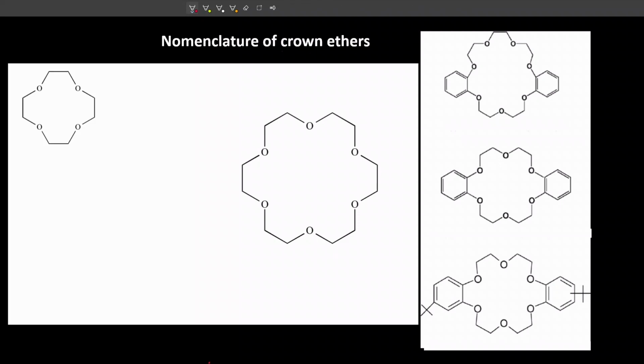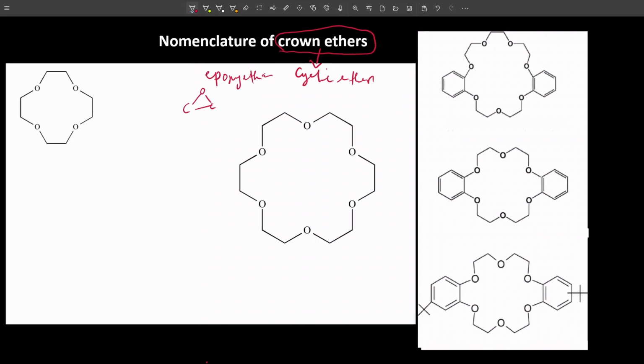Crown ethers are basically cyclic ethers. They are cyclic ethers. The simplest of cyclic ethers is one called epoxyethane. It looks something like this. That's the simplest of all cyclic ethers. So crown ethers are just like multiples of cyclic ethers. Imagine you combine multiple of these together, it forms a crown ether.